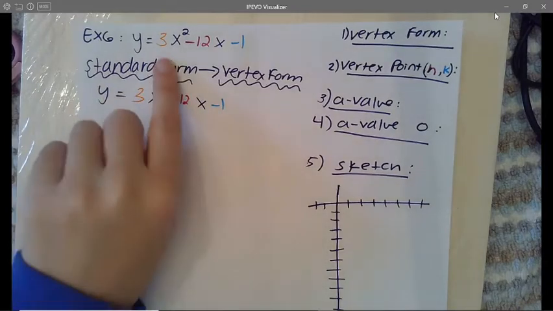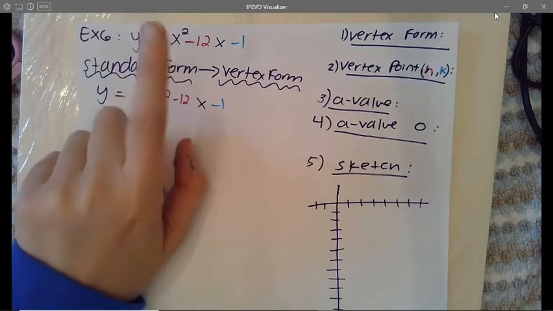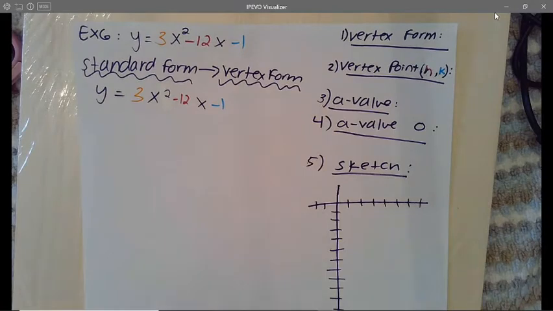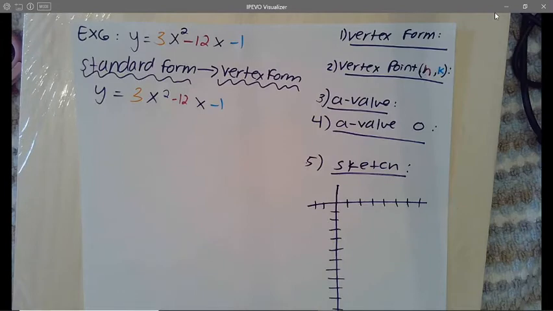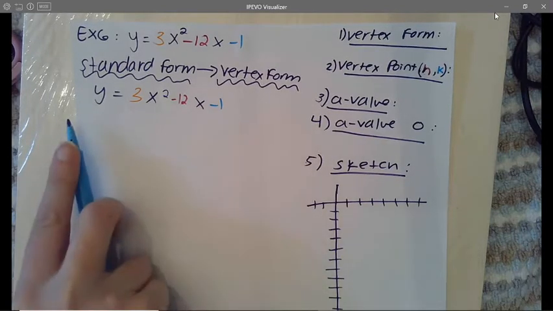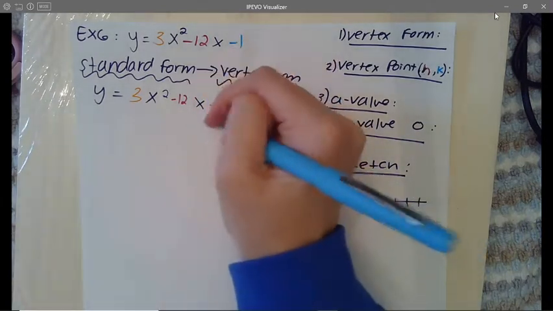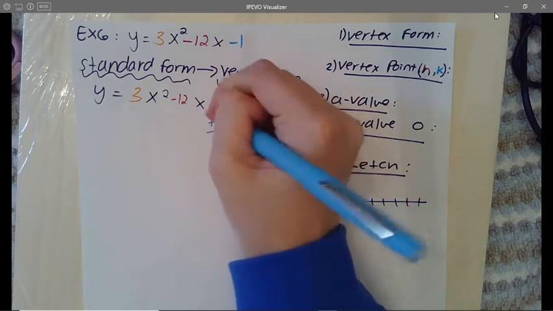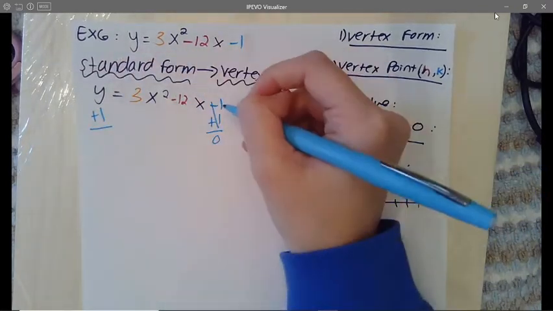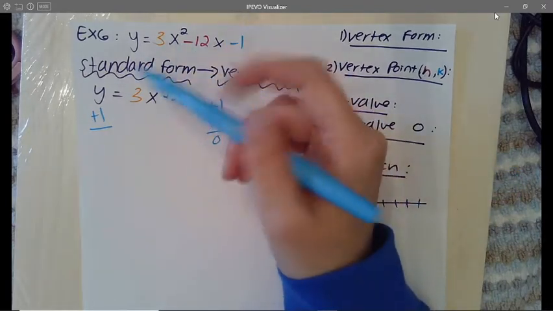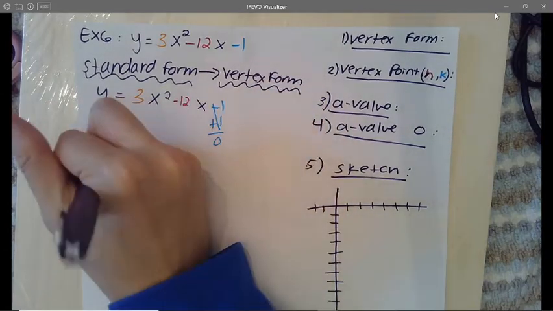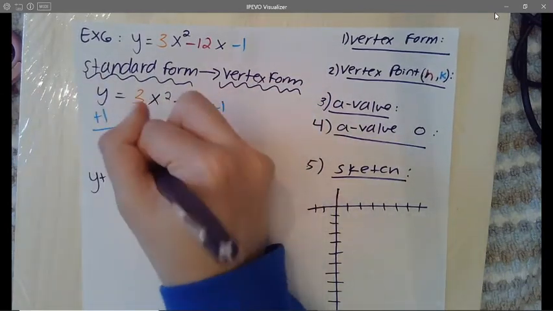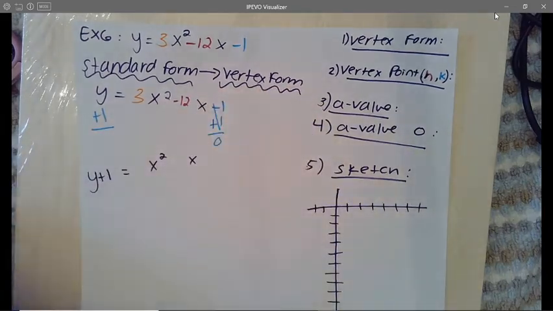Now, if you guys notice, A is not 1, so we've got to be careful. Let's get started. The first step: x terms on one side, terms without x on the other, which means that -1 needs to escort itself to the other side. So I need to add 1 on both sides of my equation. -1 plus 1 will cancel and turn to 0. The y and the 1 are not like terms. So this is going to be y plus 1 equals 3x squared minus 12x.